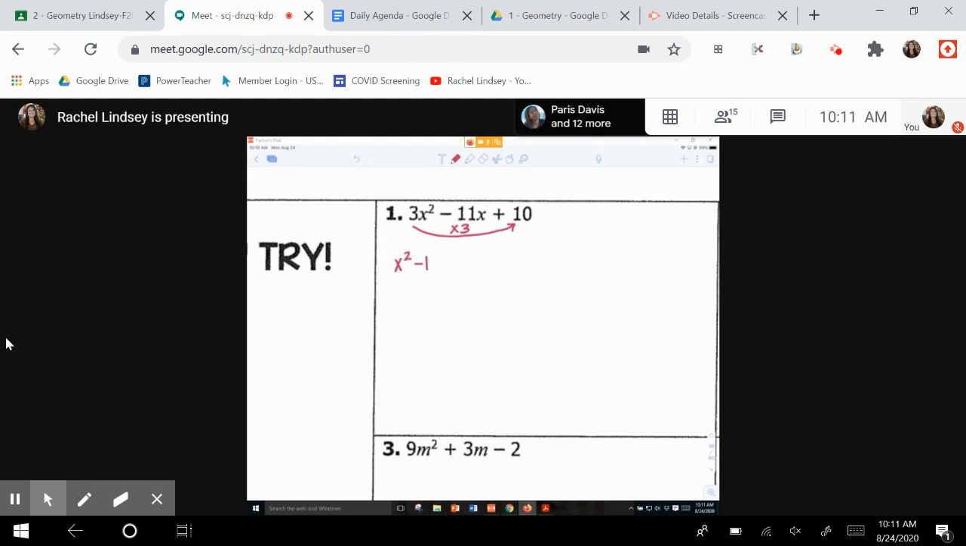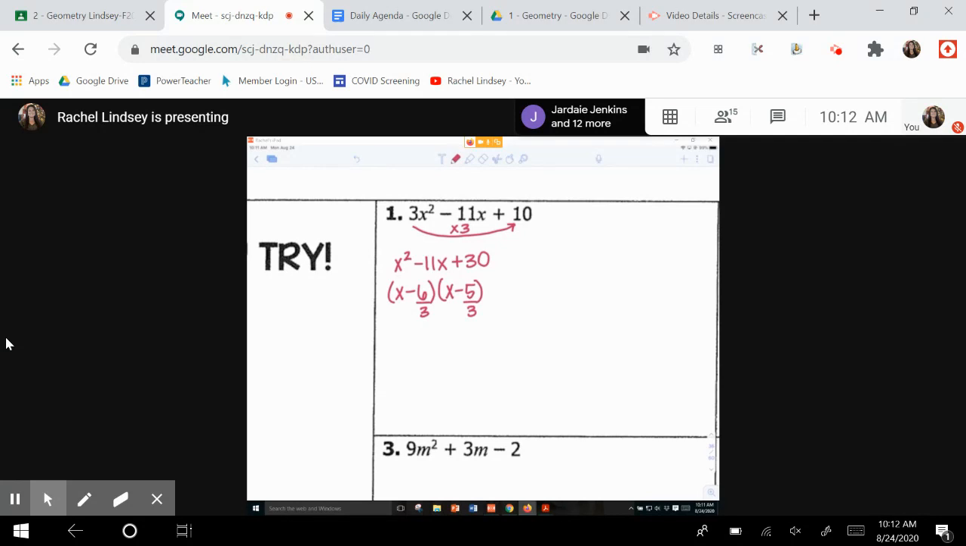Okay. So, need two numbers that multiply to give me 30 and add to give me negative 11. Negative 6 and negative 5. So then, what do I need to do with the 3 that I slid? Divide. Okay. So, what does 6 over 3 reduce to? 2. So I just have x minus 2.